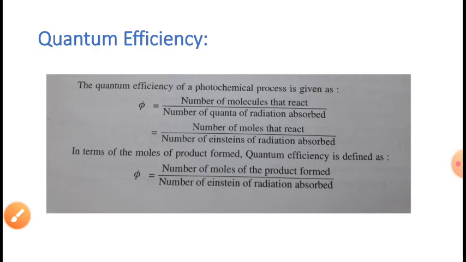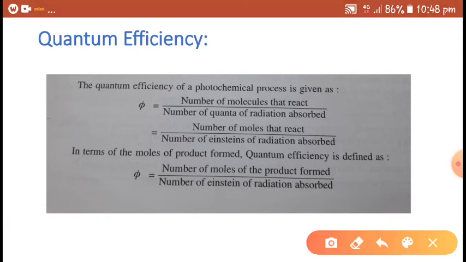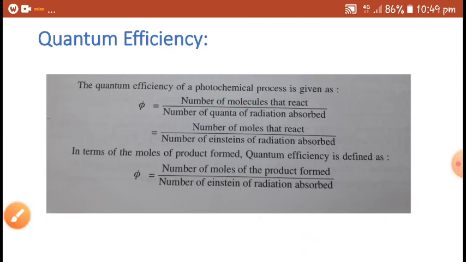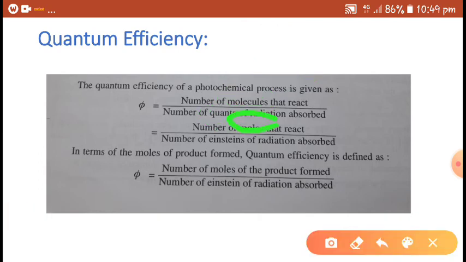And next one is quantum efficiency. What is quantum efficiency? The quantum efficiency of a photochemical process is denoted by phi. Phi is equal to the number of molecules that react. So for molecules, quanta should come in the denominator. If there are moles, then the Einstein should come in the denominator.